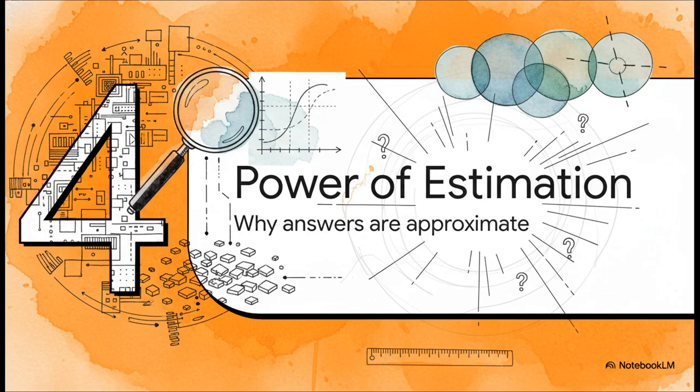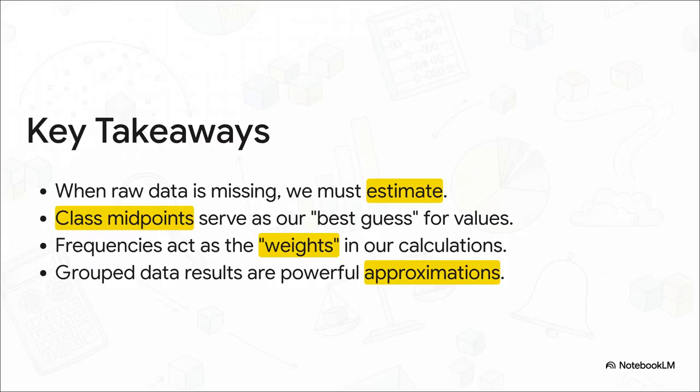So after all that, what is the one crucial thing we absolutely have to remember? It's that these techniques are incredibly powerful, but we can never forget their one big limitation. Since we started without the original raw data, our answers are always going to be approximations. All right, let's do a super quick recap. When the raw data is gone, we have to estimate, plain and simple. We use those class midpoints as our best guess. The frequencies then act as the weights, just like in our weighted mean. And the most important thing, our results are always powerful approximations, not perfect exact values.